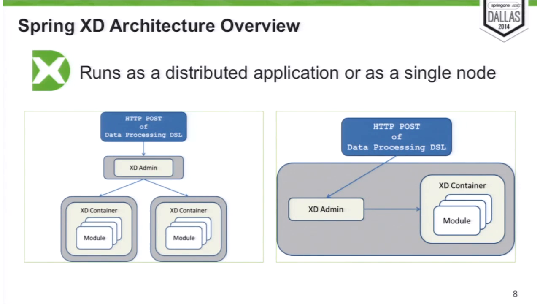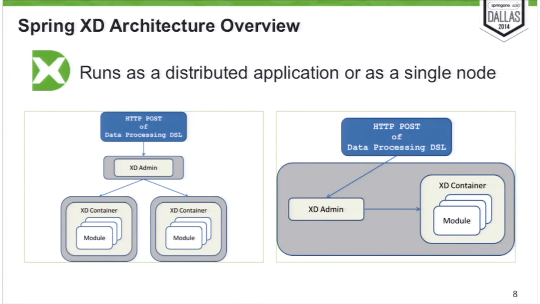So let's look a little more at the architecture. XD can be configured as a distributed application, which is what you want for production when you're scaling out, or single node, which is very useful for demos, testing, and things like that. We've got a lot of tests in our test suite that just start a single node and test streams and various things that work in that environment. So on the left side, we have an XD admin and multiple container instances, and the modules get deployed to those container instances, and we require a remote transport. In the case of single node, everything is embedded in one process.